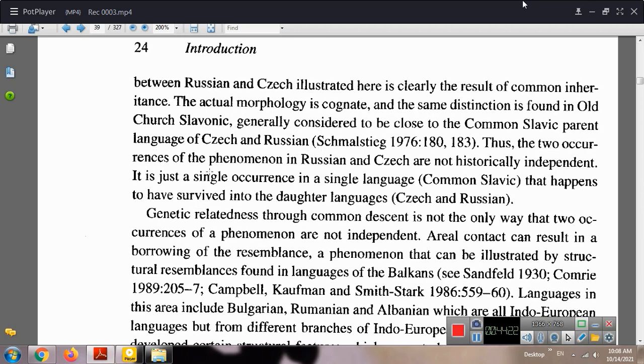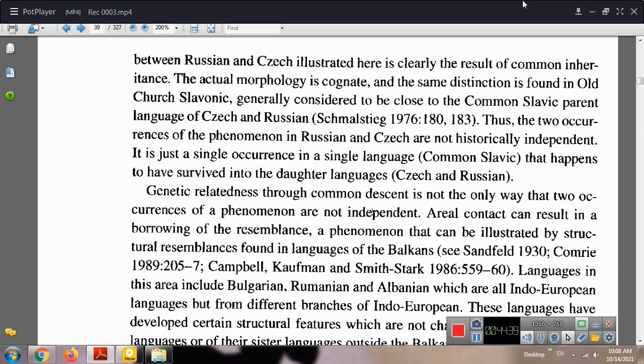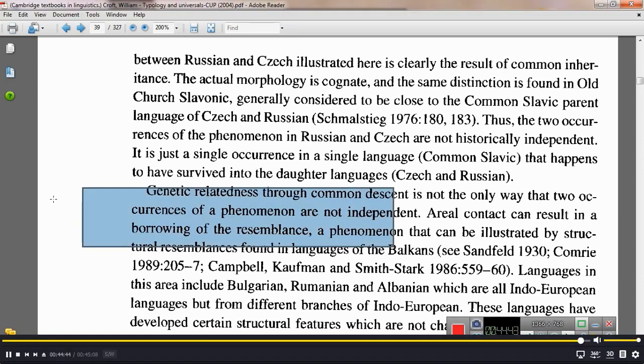Thus, the two occurrences of the phenomena in Russian and Czech are not strictly independent. It is just a single occurrence in a single language, Common Slavic, that happens to have survived into the daughter languages, Czech and Russian. Okay, I think this is enough on genetic relatedness.